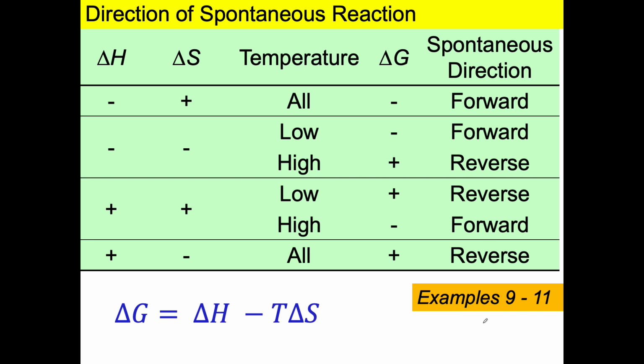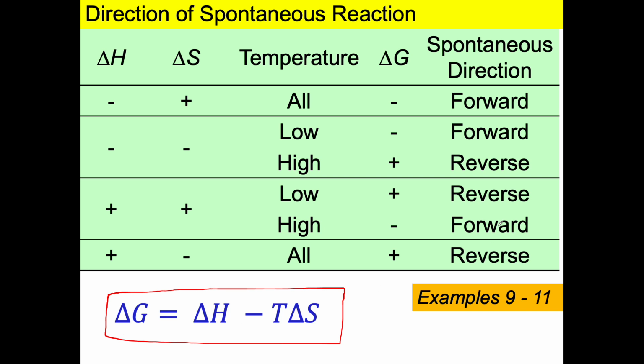We're going to do some examples with this, but I want to first give you a warning. I've seen students try to memorize this. I wouldn't suggest that. The better thing is just to memorize this equation, or you don't even have to memorize that. It's on the equation information sheet. And you can figure all of this out just by looking at the signs here. You just have to remember that delta G negative is spontaneous in the forward direction.